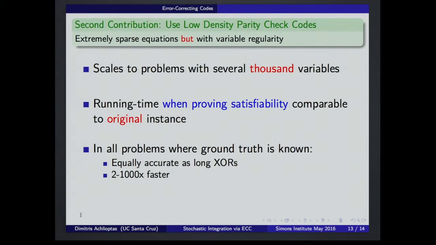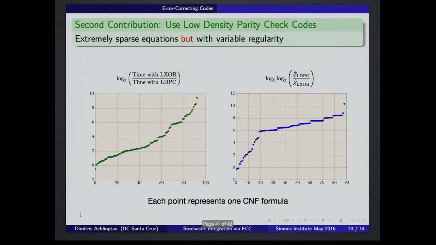I'll just close with giving some plots. These are experimental results, and each point that you see represents one CNF formula. This is a collection of about 200 CNF formulas that people use to measure the performance of satisfiability counting solvers. They're sorted. This one is easier to explain. This is time, the logarithm base 2 of the amount of time it takes when we use long XORs versus using long LDPC to provide the same answer.